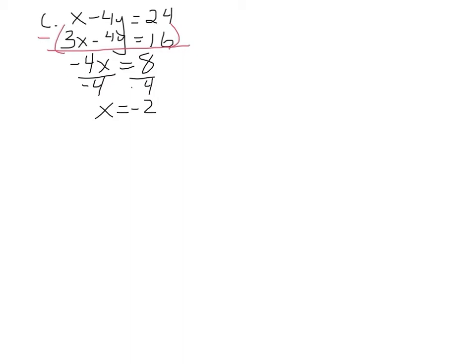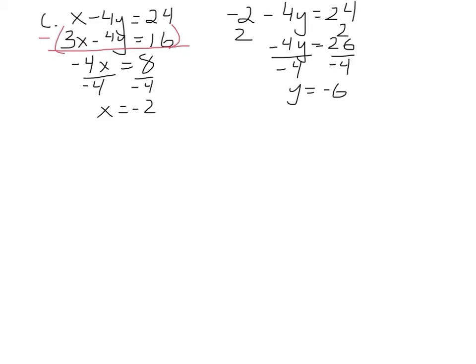I then substitute negative 2 back into one of the two equations. Minus 2 minus 4y equals 24, and I will solve for y. And I get y equals negative 6, so my final answer is negative 2, comma, negative 6 is where they intersect.